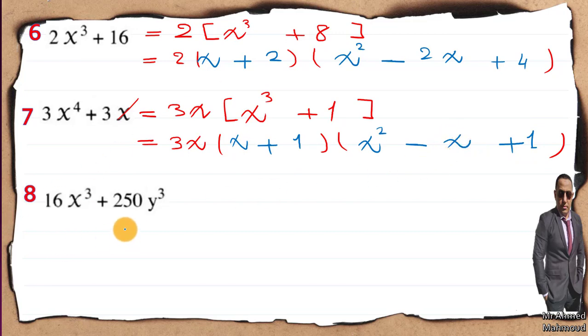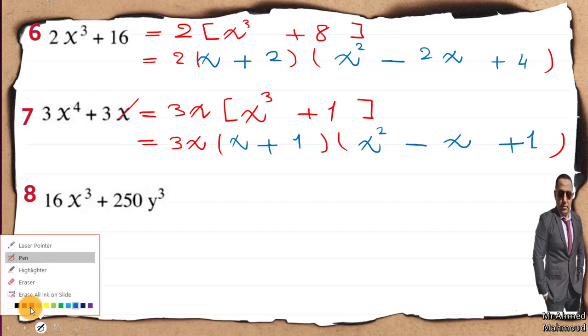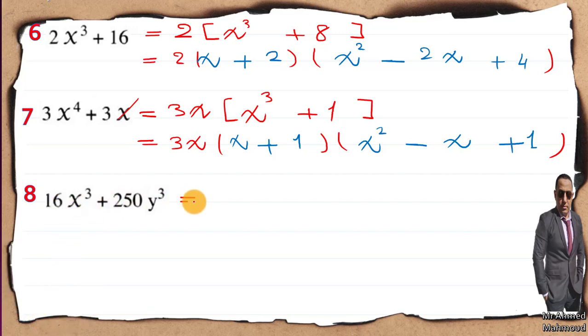Number 8. Here I have 16 and 250. 16 and 250 are in the table of 2. Okay? So I have a common factor 2. And here x power of 3 and y power of 3, they don't have a common factor. So the common factor is only 2. Okay, open a bracket like this. 16 divided by 2 equals 8, and drop down x power of 3. 250 divided by 2 equals 125, and drop down y power of 3.